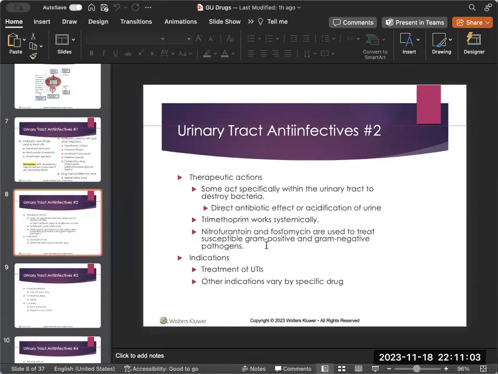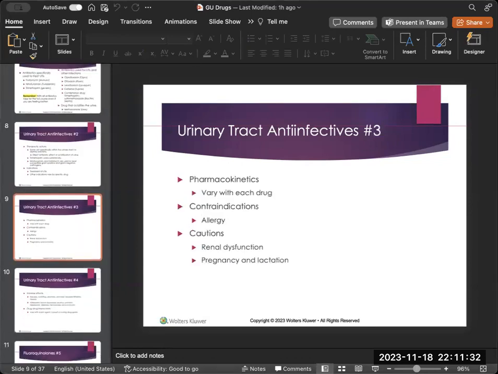Some can act within the urinary tract to destroy bacteria, right? So there are certain antibiotics that actually kill or destroy bacteria, okay? Trimethoprim works systemically, so there are a lot more adverse effects. Nitrofurantoin and fosfomycin are used to treat gram-positive and gram-negative pathogens, okay? But generally, remember, these are used to treat UTIs. So if you can't remember anything, just remember, okay, these anti-infectives are antibiotics used to treat UTIs.